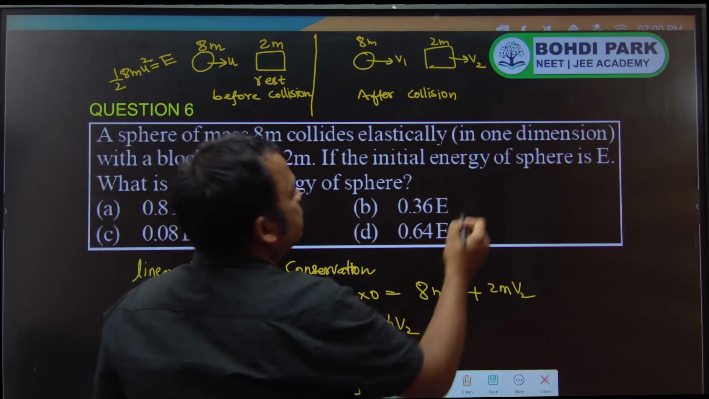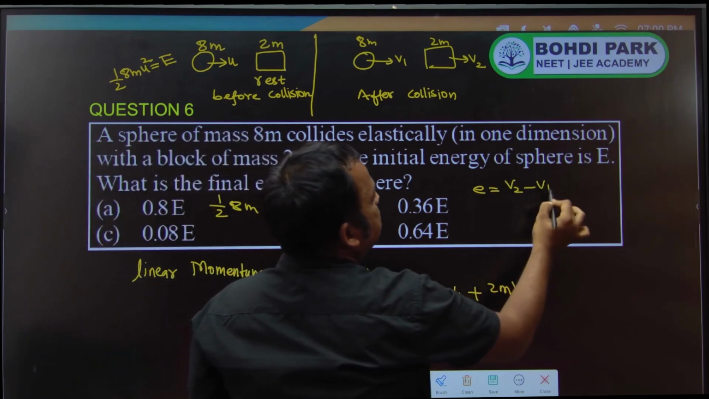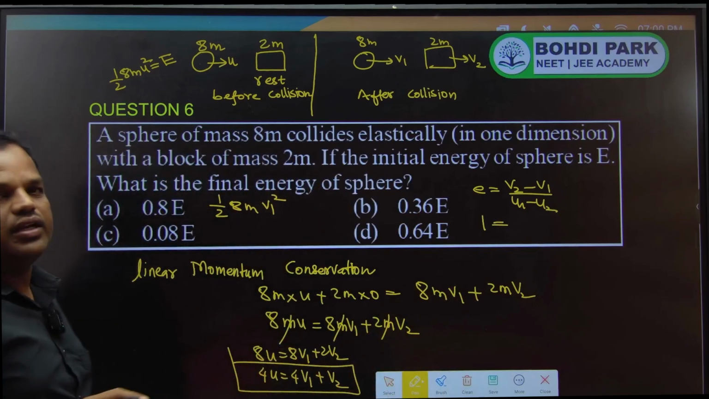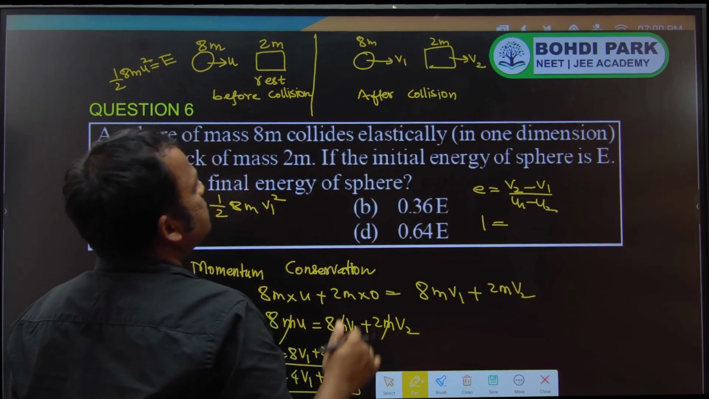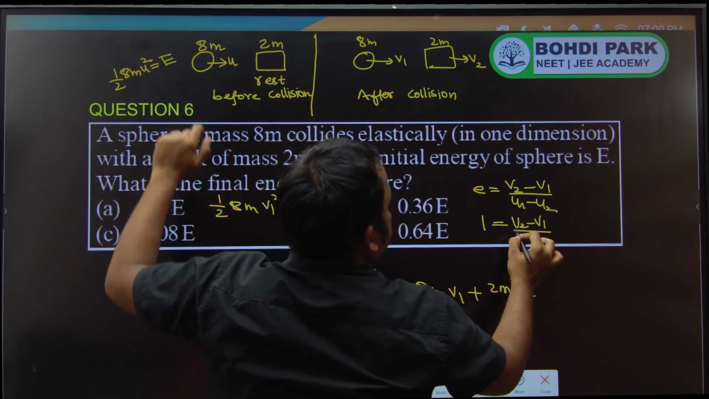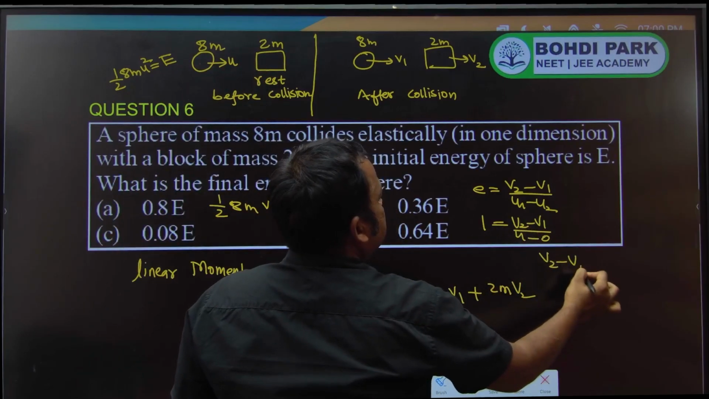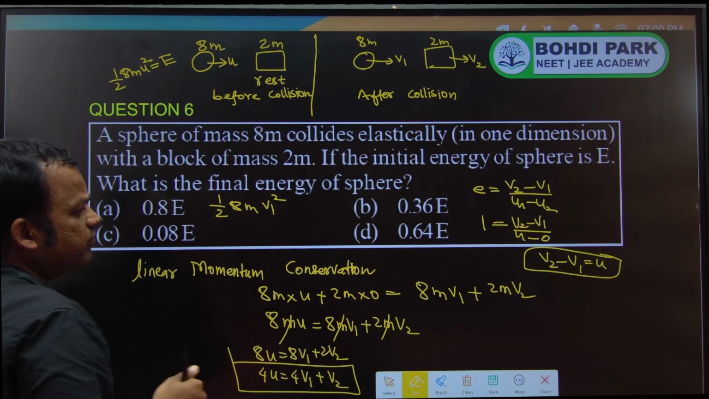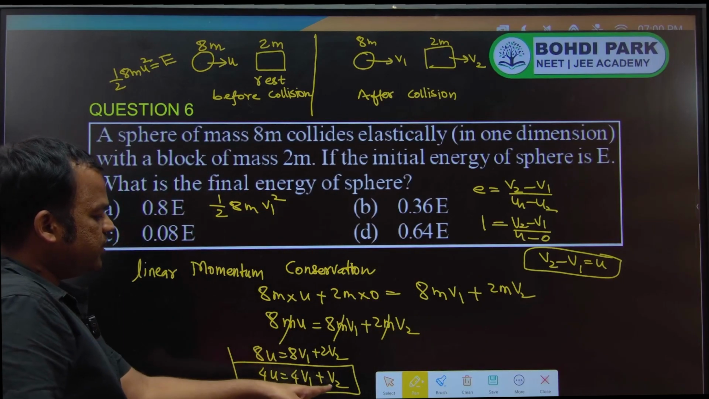Now coefficient of restitution formula is v2 minus v1 by u1 minus u2. So perfectly elastic collision means e value is 1. Then v2 minus v1 by u1 minus u2, so that is u minus 0. So v2 minus v1 is u. We have to find v1, so eliminate v2. So 4v1 plus v2 is 4u.